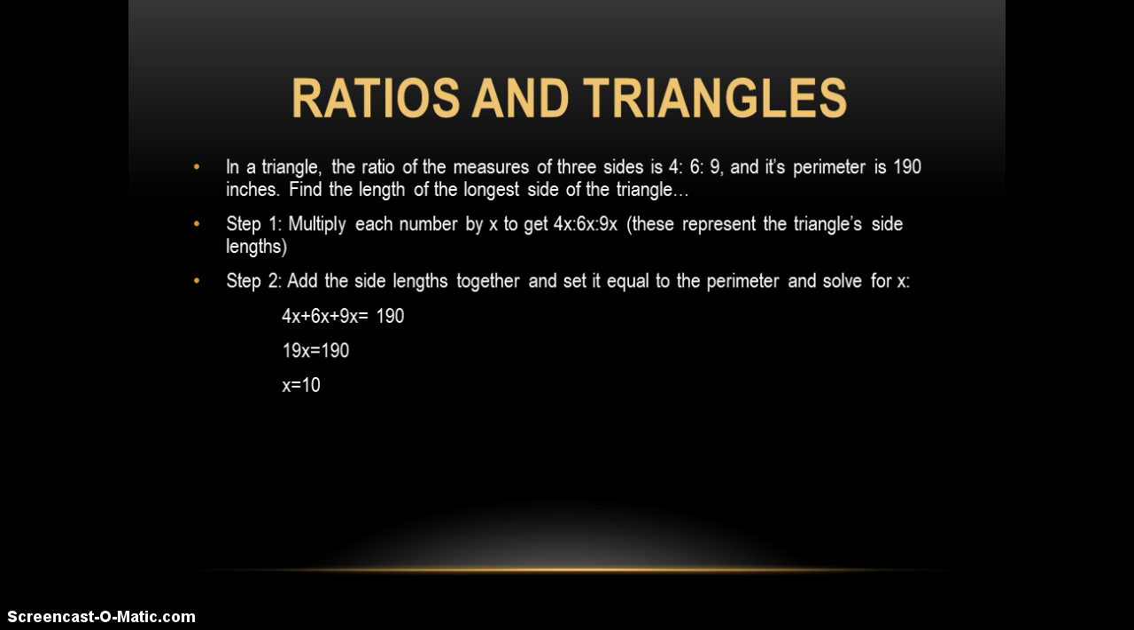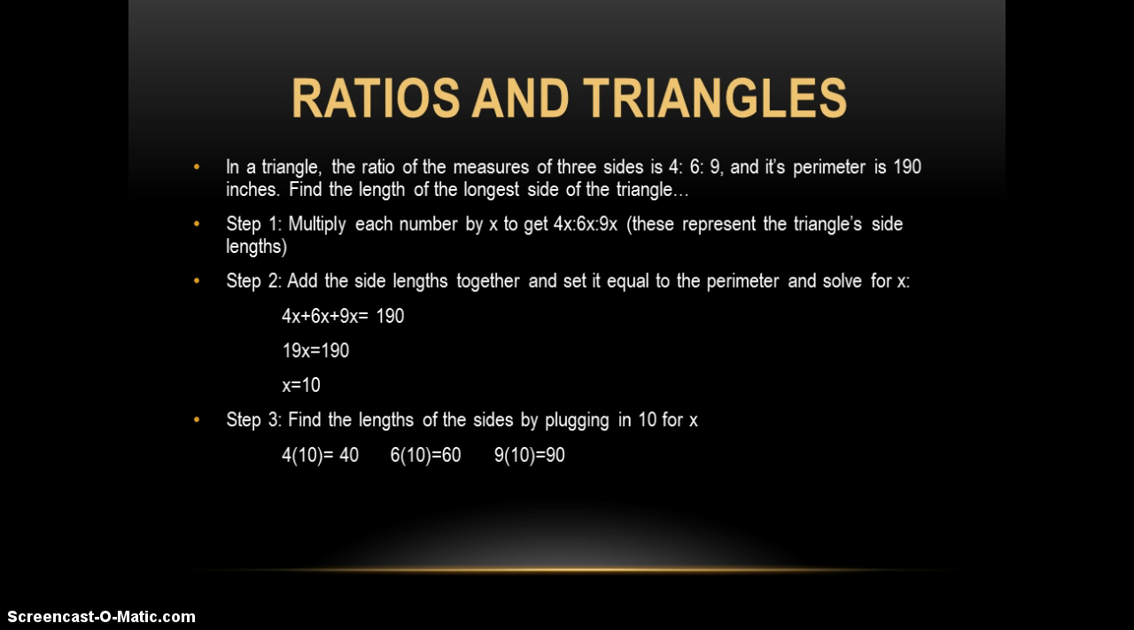For step 2, we're going to add the side lengths together and set it equal to the perimeter and solve for x. So we have 4x plus 6x plus 9x equals 190. That'll make 19x equals 190, and then x will equal 10.